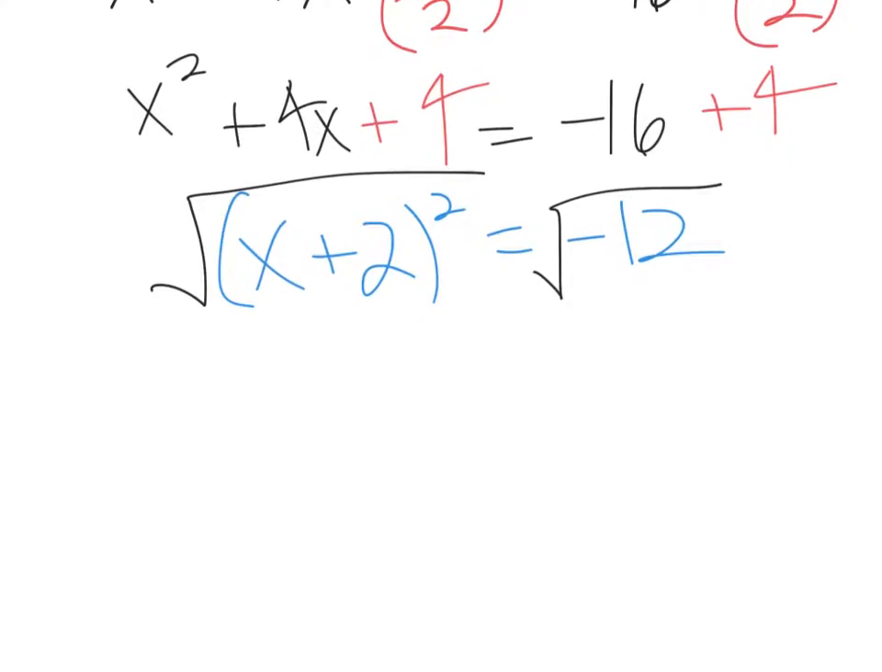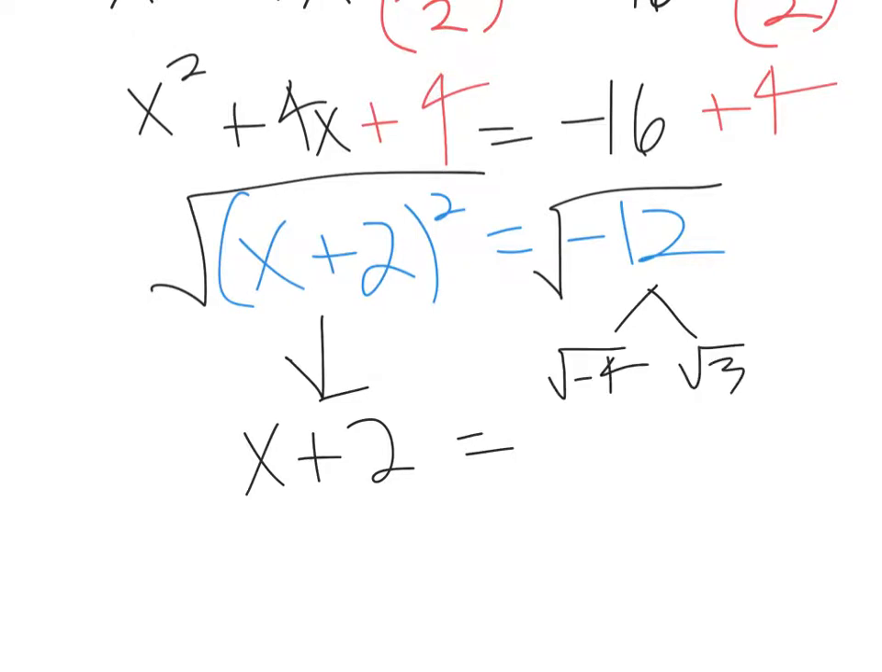So the left-hand side is just going to turn into x plus 2 because the square root will cancel out the power of 2, and then you don't need the parentheses anymore after that. And then the square root of negative 12, well, the square root of 12 is not a perfect square. So you've got to think, what are my factors of 12? And are any of those factors perfect squares? So my factors of 12 are 12 and 1, 6 times 2, and 4 times 3.